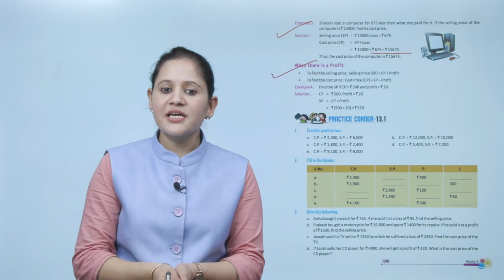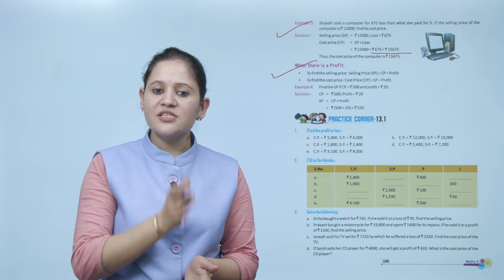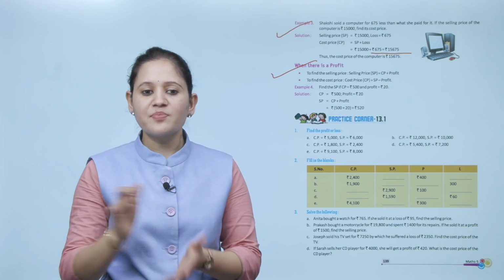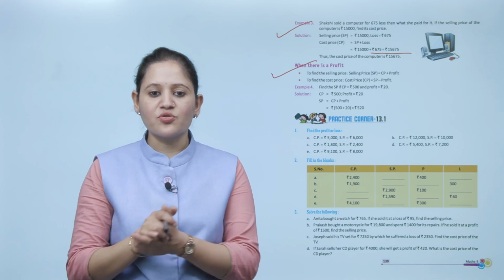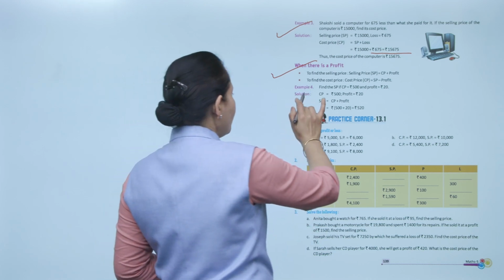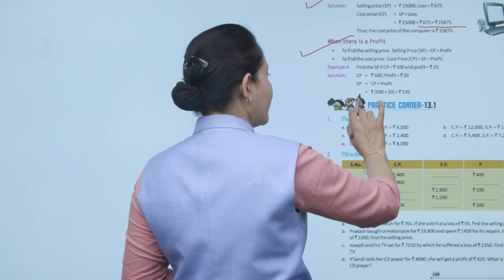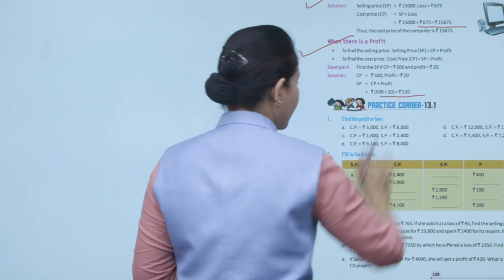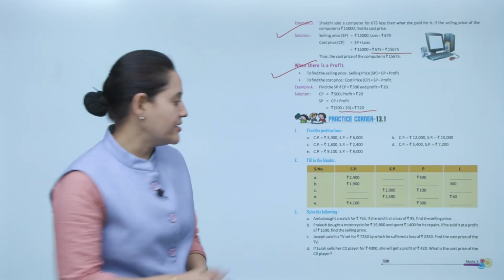Next, when there is a profit, to find the selling price, SP equals CP plus profit. To find the cost price, CP equals SP minus profit. Now I'll take an example. Find the SP if CP equals rupees 500 and profit rupees 20. So CP given is 500, profit rupees 20, SP equals 520, that is rupees 520. Clear?